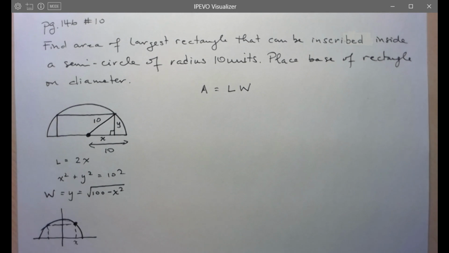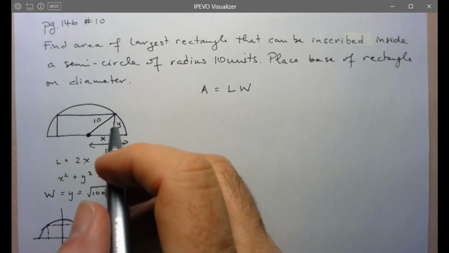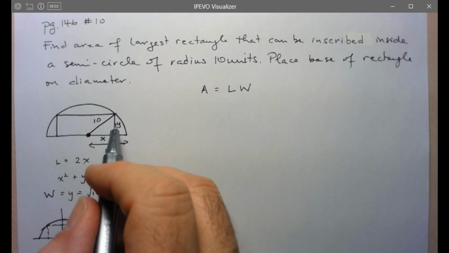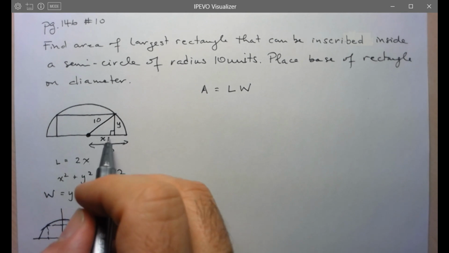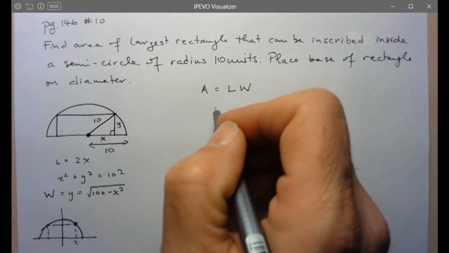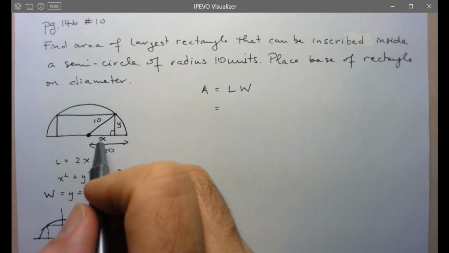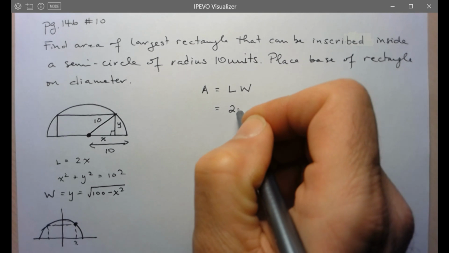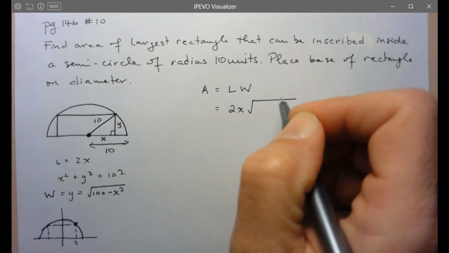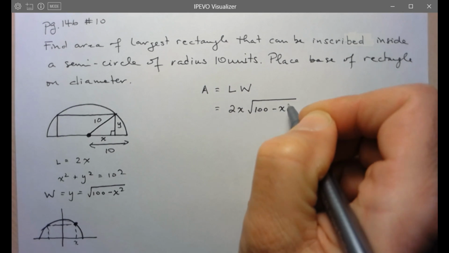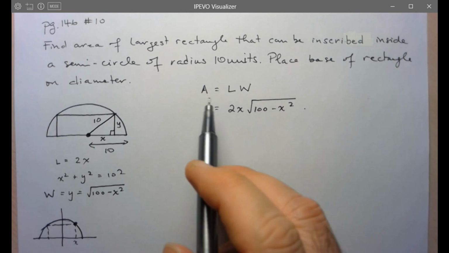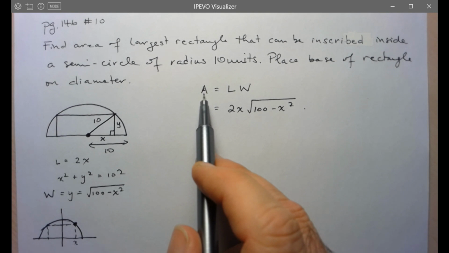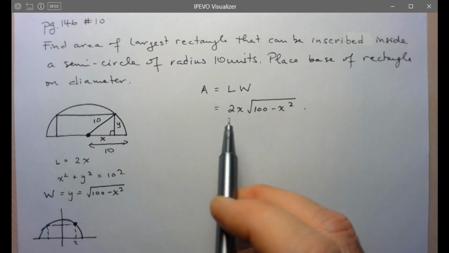All right, so now notice I didn't write the height in terms of the length, but I wrote y in terms of this new variable, which represents half the length. So what I've done is I've written the area in terms of this variable x, this third variable. Okay, so the length is just 2x, and then the width is just the square root of 100 minus x squared. Okay, we have exactly what we want. A function that represents the area, the thing we're trying to optimize, with respect to one variable.